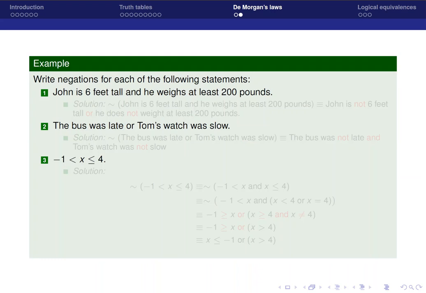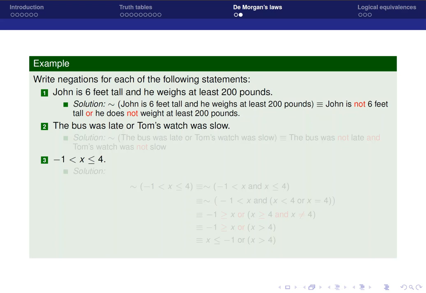Let's try to use De Morgan's law to negate the following statements. Pause the video here and see if you can try to figure out the solution to these problems. First problem says John is 6 feet tall and he weighs at least 200 pounds. The negation for that first would need to have the tilde in front of it. So the tilde parentheses means that we're negating the expression or the statement.